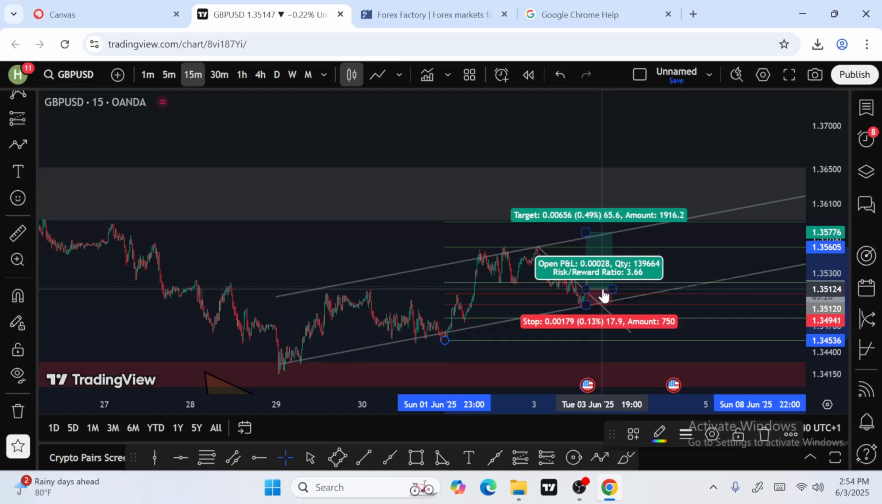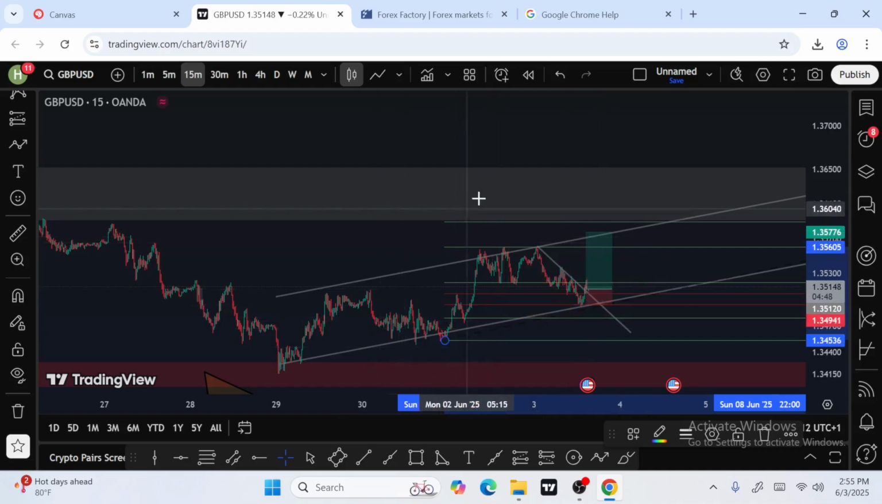0.1 will be $17. 0.01 will be 7.5. Yes. Exactly. Are we getting it now? 0.1 will be what? $75. 0.01 will be what? $7.5. Exactly. Are you getting it now? Yes. To now gain $19.